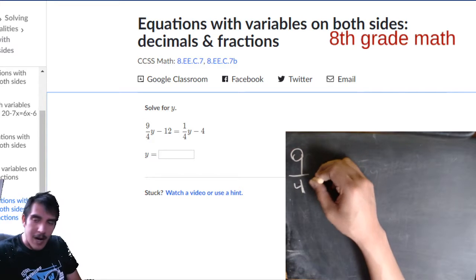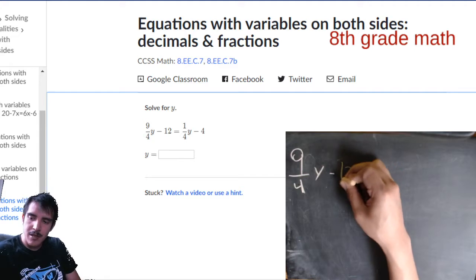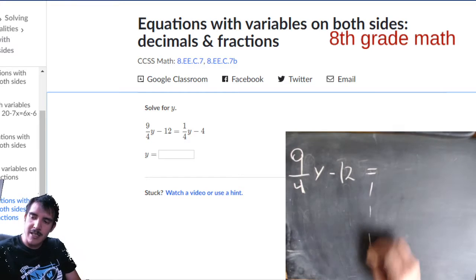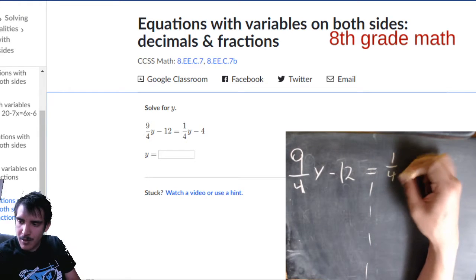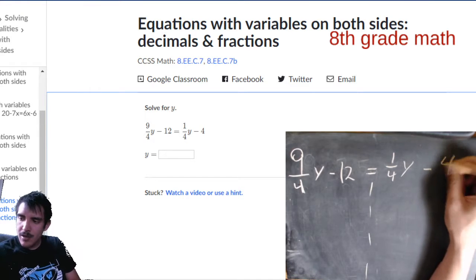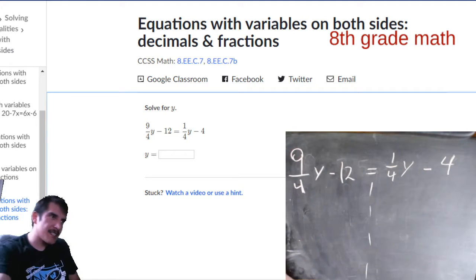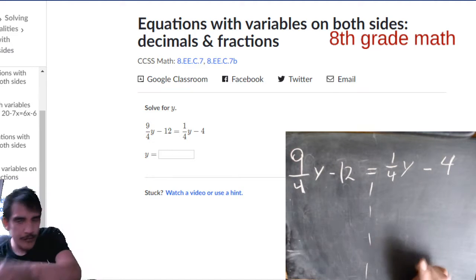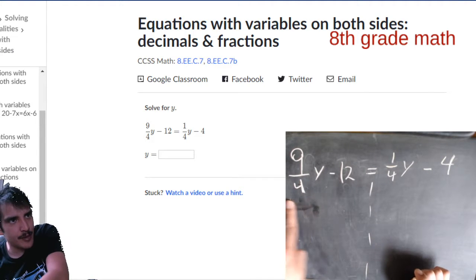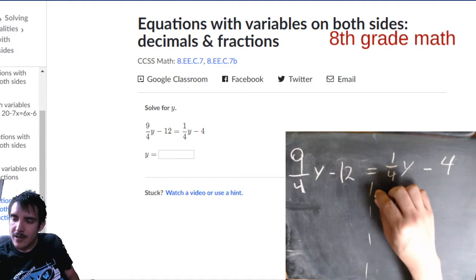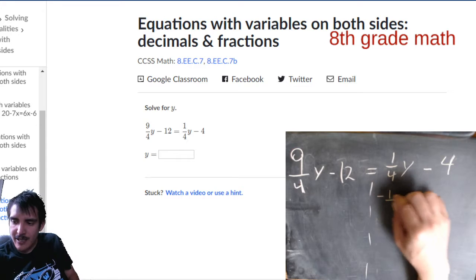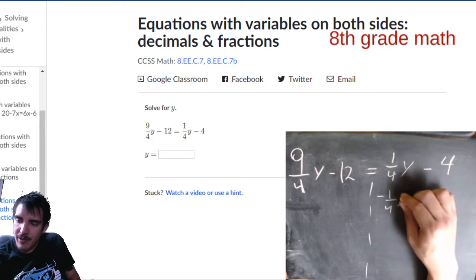9/4 y minus 12 equals 1/4 y minus 4. Variables on both sides on this problem. First side, you're going to keep that variable there. Let's get rid of this 1/4 y. How do you get rid of it? Well, you subtract it.